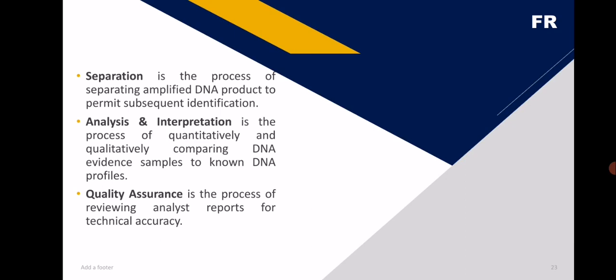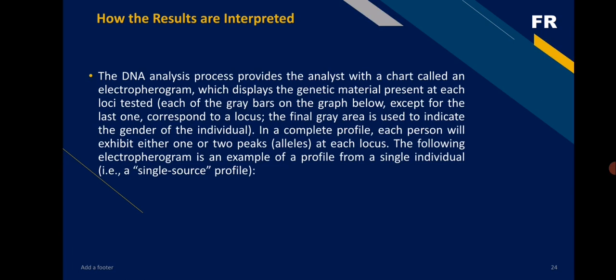Next is the separation. Separation is actually the process of separating amplified DNA product to permit subsequent identification. Analysis and interpretation is the process of quantitatively and qualitatively comparing DNA evidence samples to known DNA profiles. Quality assurance is a process of reviewing analyst reports for technical accuracy. How the results are interpreted.